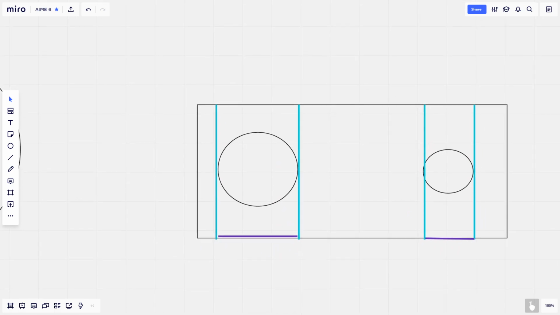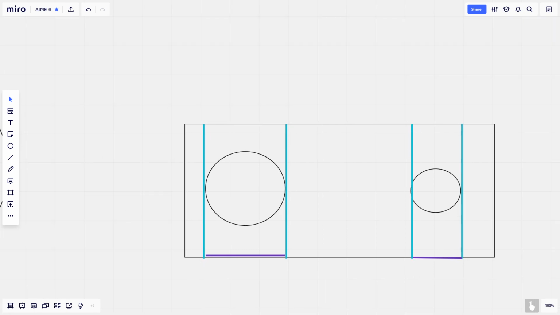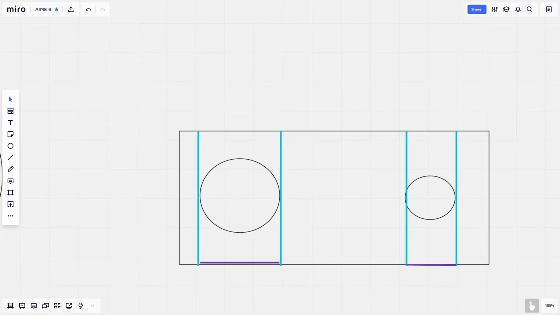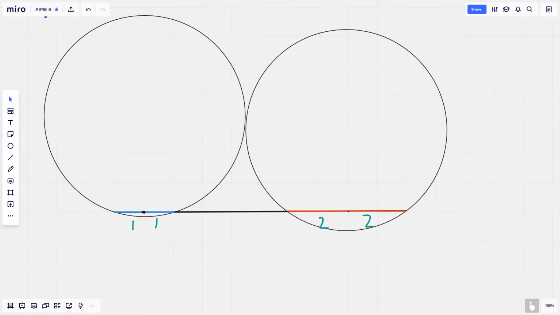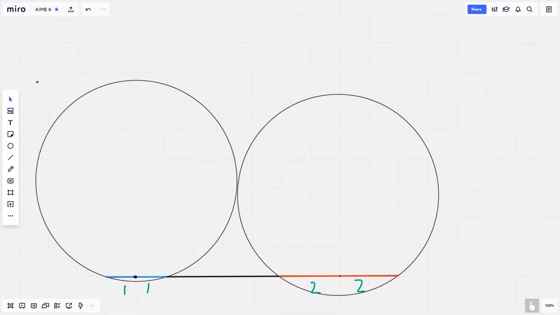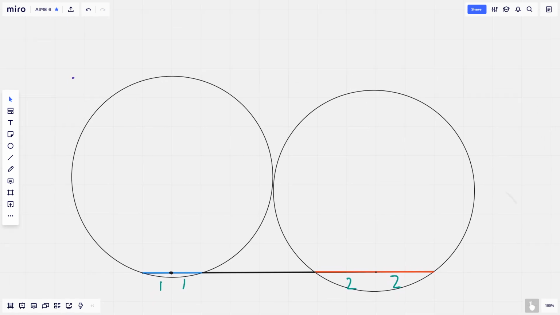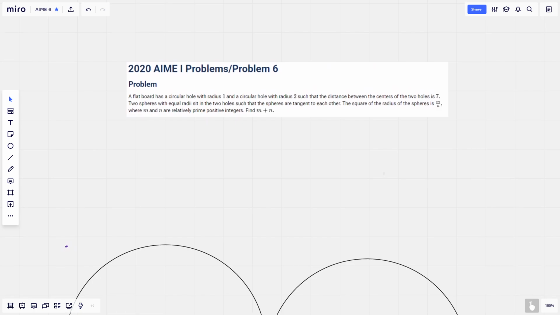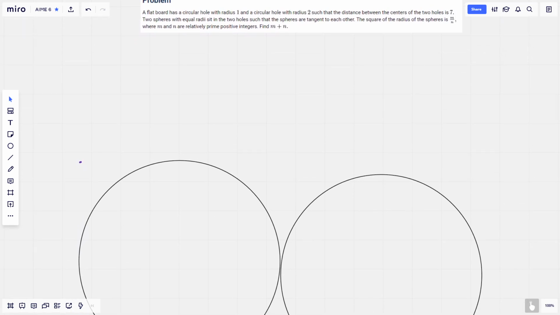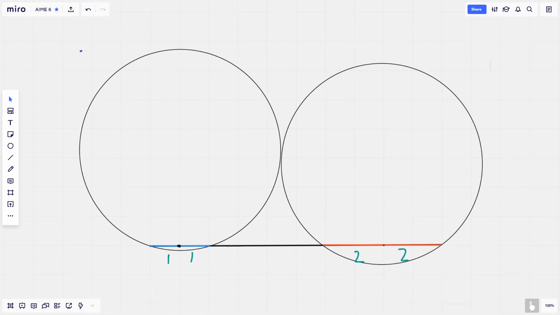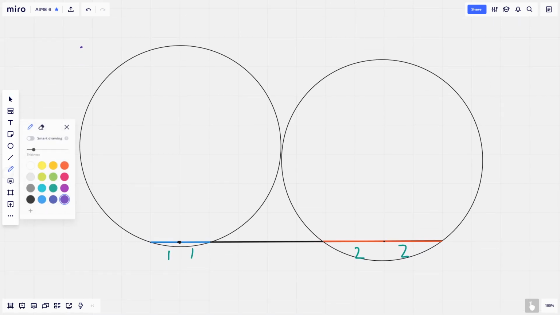But if you see here, the circle is condensed into the purple line on both fronts. So we have the circular holes condensed into lines, and the spheres condensed into circles. So now that we have established how to get the diagram, let's start to fill it in with the information in the problem. The distance between the centers of the two holes is 7.